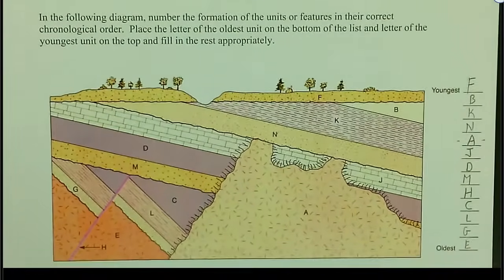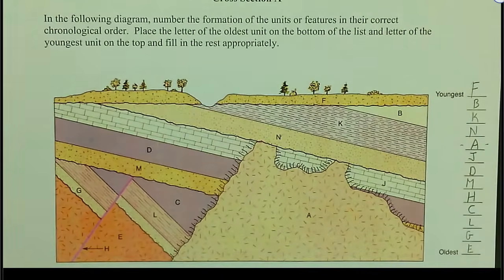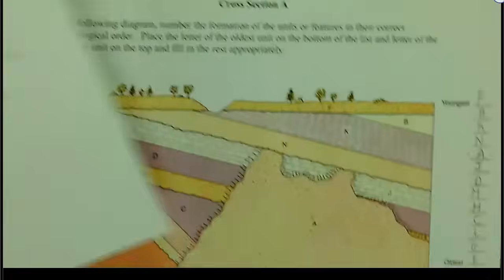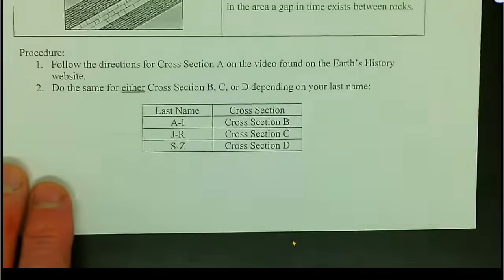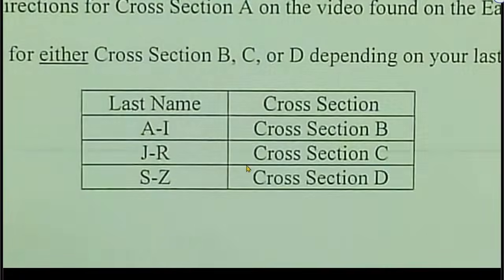There's cross-section A. It is time now for you to do one more cross-section. There are 3 more available, cross-sections B, C, and D. Please choose the appropriate cross-section based on your last name as to which cross-section you're doing. You're only doing one more cross-section. You can find them in the folders on the board on the side of the room.